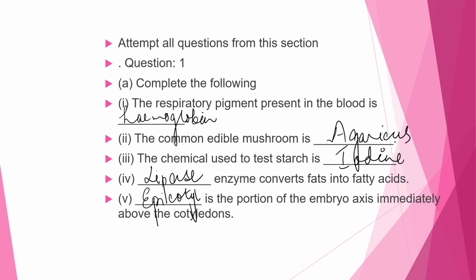Now, the first question was: complete the following sentences. The respiratory pigment present in blood is hemoglobin. We all know that the common edible mushroom is agaricus. The chemical used to test starch is iodine, and lipase is the enzyme which converts fats into fatty acids. Epicotyl is the portion of the embryo axis immediately above the cotyledons.